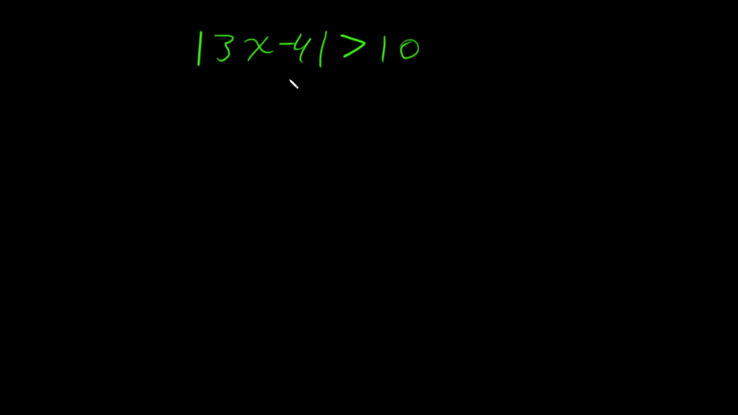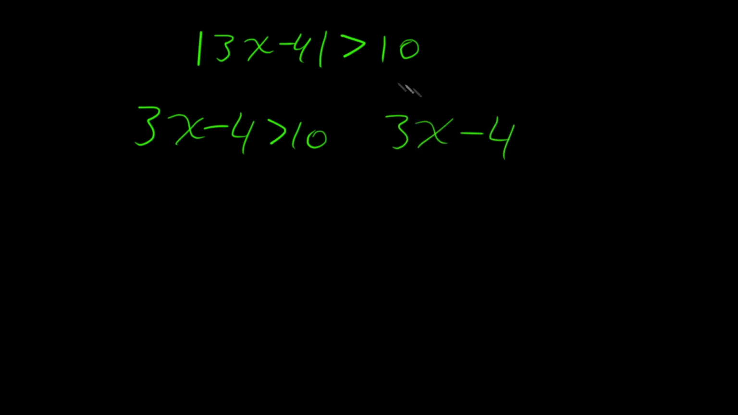At this point, we can write our two separate inequalities. First, we have 3x minus 4 is greater than 10. And our second half, 3x minus 4 is, switch the direction, less than, and change this side to a negative, negative 10. Now we need to solve just like a normal equation. We'll add 4 to both sides.